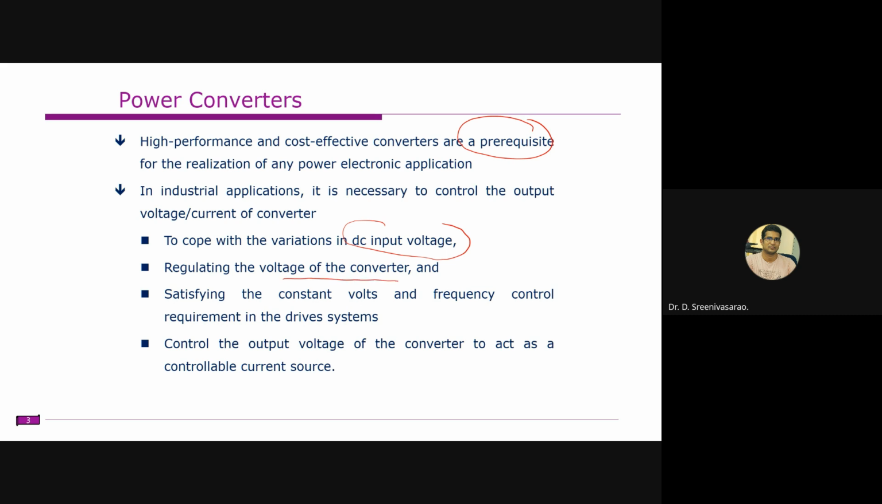And in case of motor drives, we need to satisfy the V/F ratio to keep the air gap flux constant in motor drive systems. In grid connected applications like StatCom or for integration of PV, renewable energy sources or any other thing, we need to operate the power converter as a controlled current source or a controlled voltage source. So for that also, the control of the power converter is necessary.